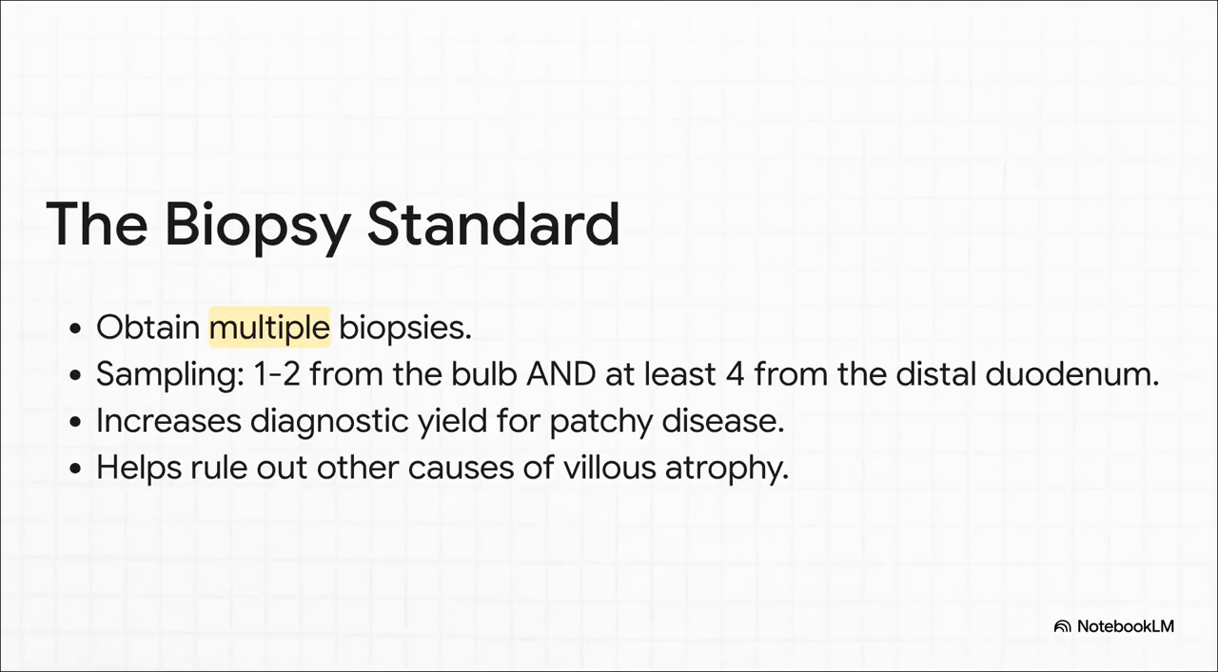And if you are doing that biopsy, your technique matters a lot. The guidelines are very specific. You need to get multiple samples. The recommendation is 1 to 2 from the duodenal bulb and at least 4 from the distal duodenum.